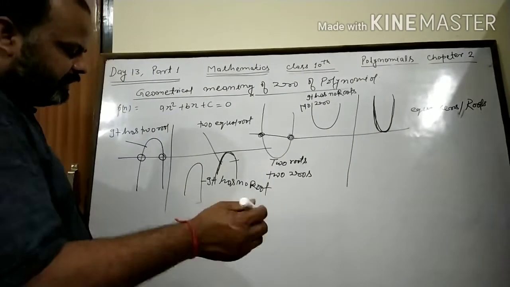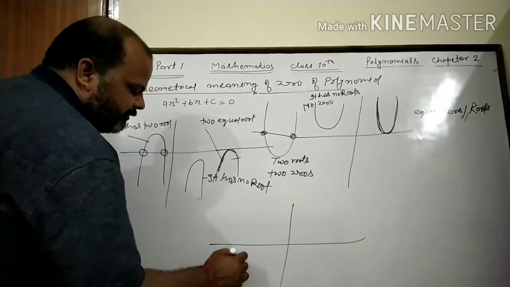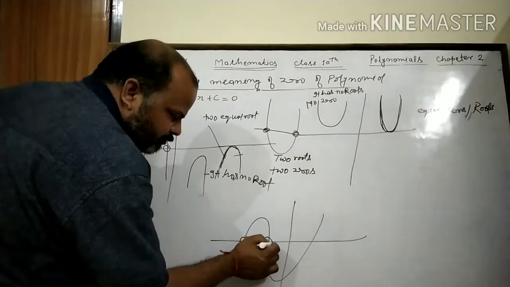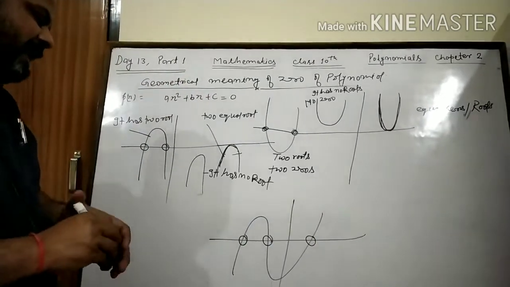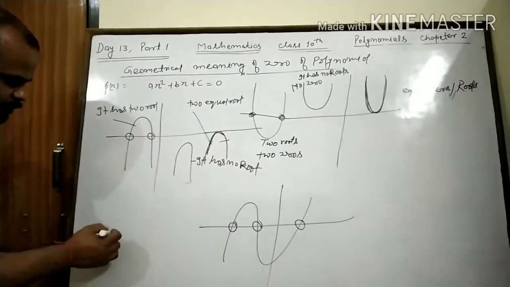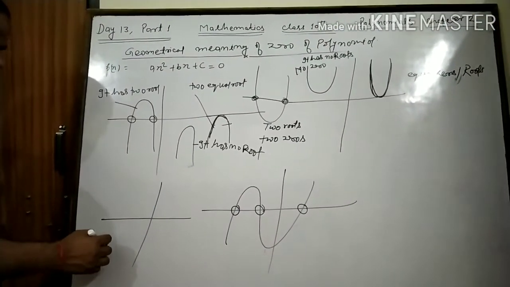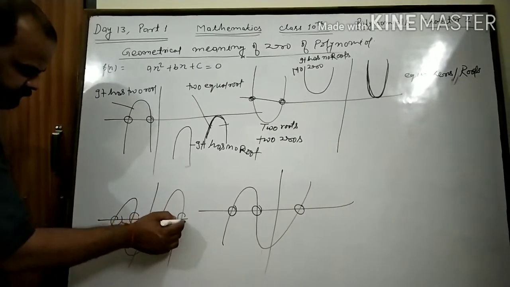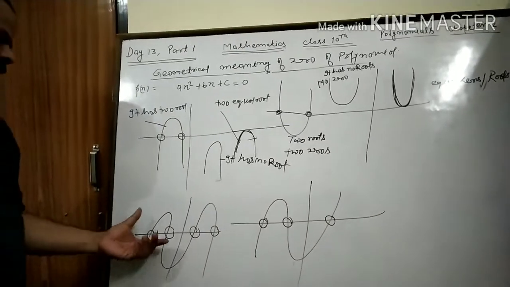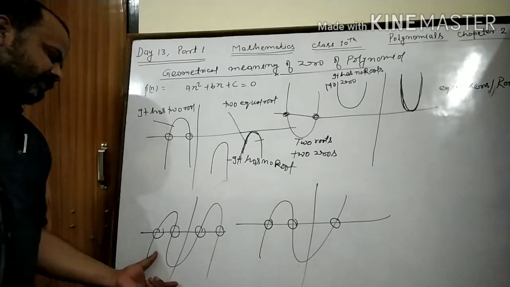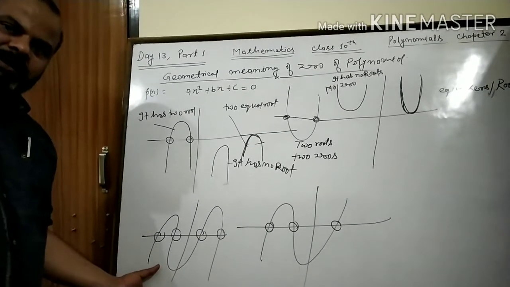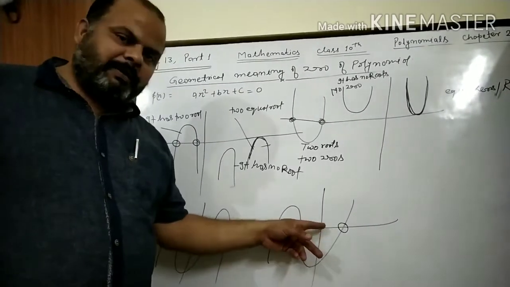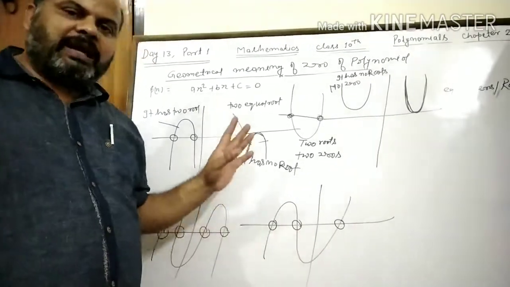Clear? In the same way, if you have a graph like this, then you find intersections with the x-axis at 1, 2 and 3. That means this graph has 3 roots. Clear? Suppose you have 1, 2, 3, 4, then this graph has 4 roots. It means it is a biquadratic polynomial, and you get 4 zeros of the polynomial. And here is the graph of a cubic polynomial, and you get 3 zeros of a cubic polynomial.